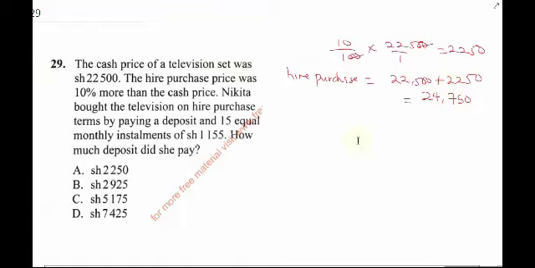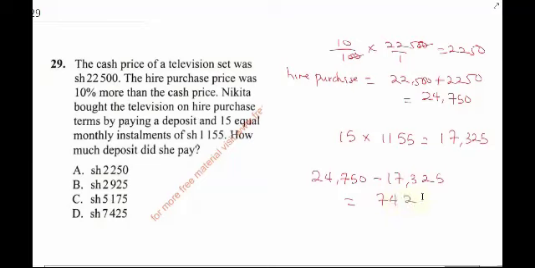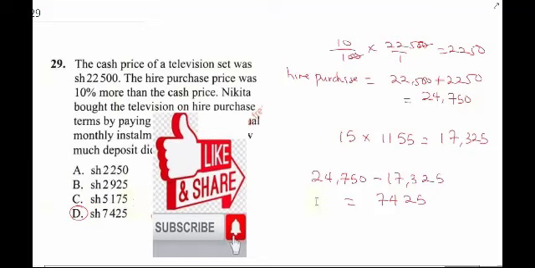Now, having established this, let's get the amount she has paid. So she paid 15 equal installments of 1155. Now when you multiply these two numbers, you are going to get 17,325. Okay, so now to get the initial deposit, we will do 24,750 minus 17,325. Now that's going to give us 7,425. And our final answer here is going to be D. So I'll put my units, that's in shillings.